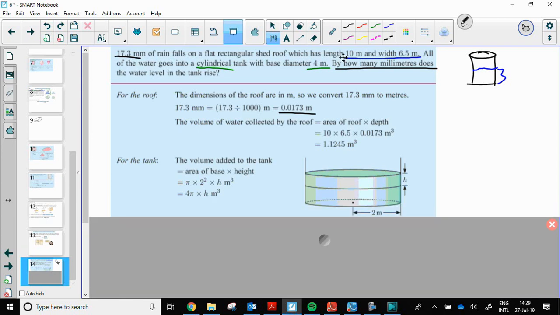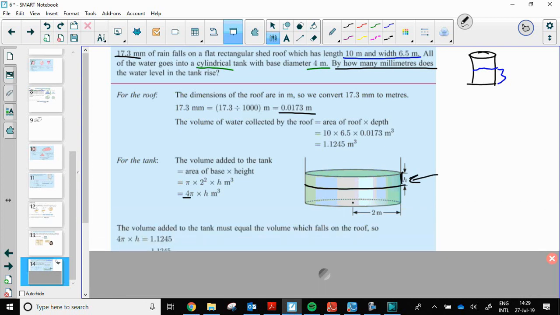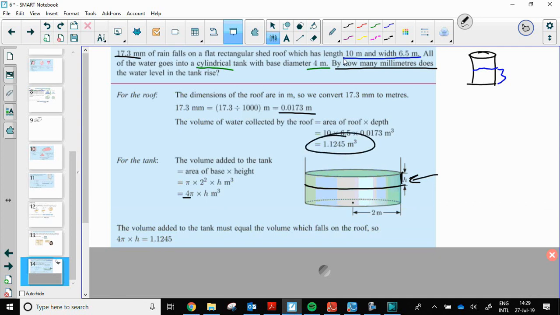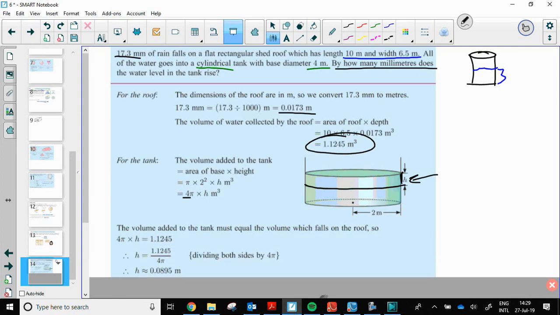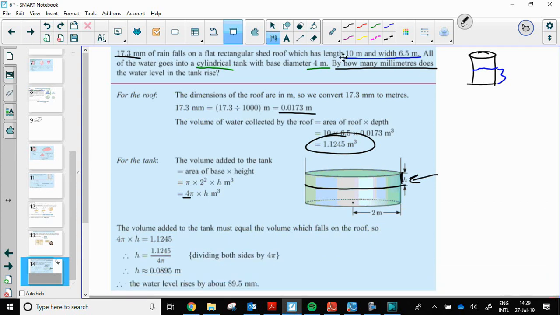So we can imagine that like this line represents the total amount of water that used to be there. We're adding in some volume, and that volume is going to be calculated by taking 4 pi multiplied by whatever this h is. And that h, by the way, is what we're trying to solve for. So we know what the volume is. It's going to have to be equal to this number here. And so then we're just going to solve for h. And we get an answer.